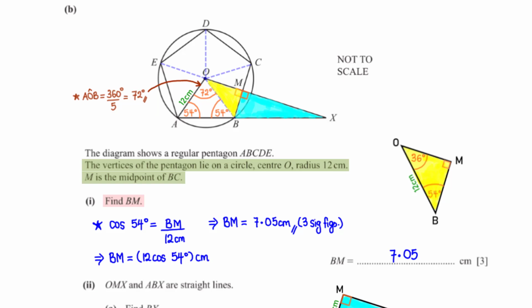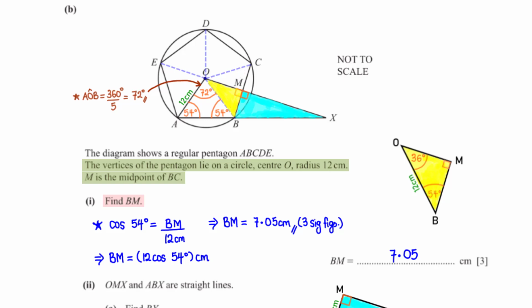OA and OB are radii of the circle. This makes triangle AOB an isosceles triangle. Base angles in an isosceles triangle are equal. And so to find the size of one of the base angles, we subtract 72 degrees from 180 degrees and divide by 2. This gives us 54 degrees. The base angles in triangle AOB will be the same as the base angles in triangle BOC, and so angle OBM will be 54 degrees.